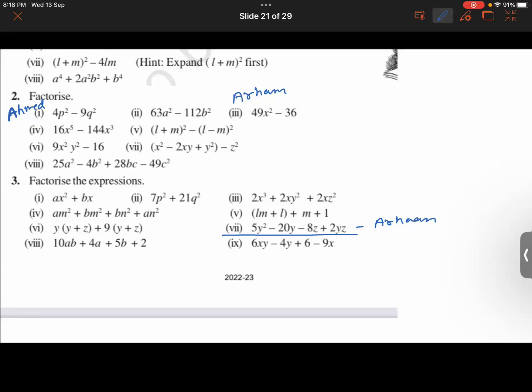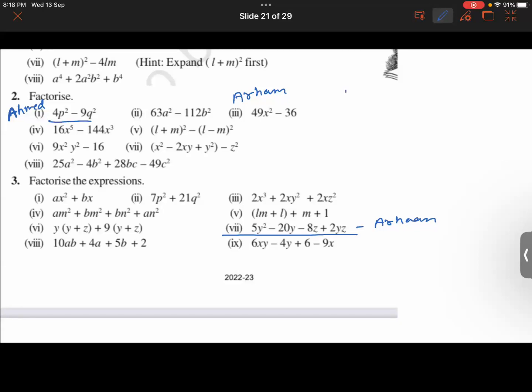So do we have to send the answers in the chat box? No, don't write the answer in the chat box. Just tell it to me. Yes, sir. 2p plus 3q, 2p minus 3q. Well done. That is correct here.